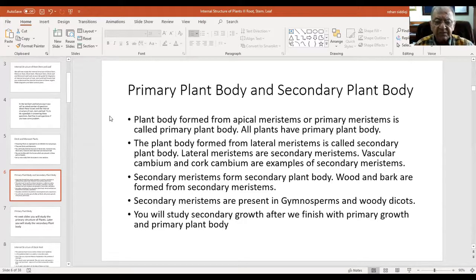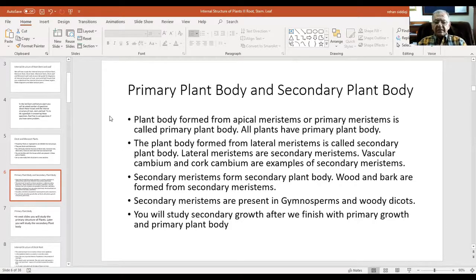There are 2 types of meristems. Primary meristems are located at the tip of root and at the tip of shoot, and you are familiar with this stem tip and root tip. They are the primary meristems. Primary meristems have primary growth and they form the primary plant body. All plants have a primary plant body.